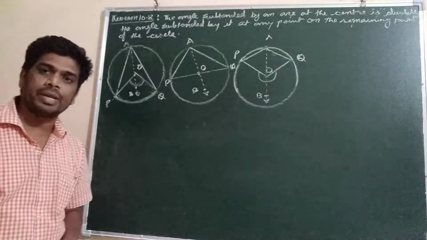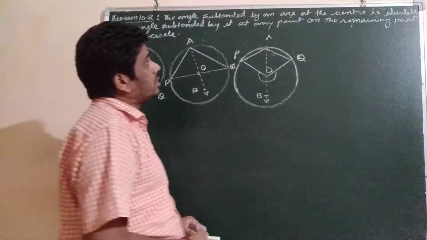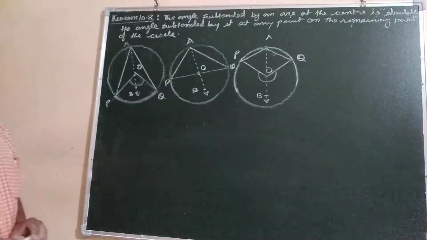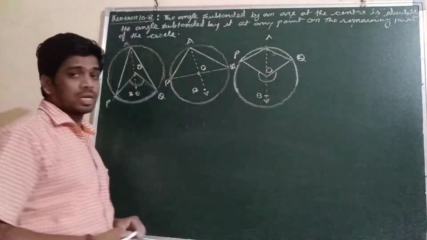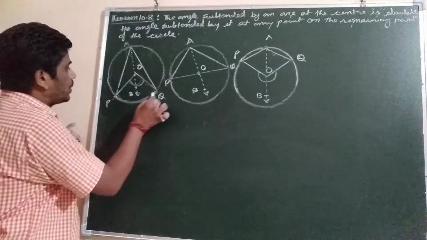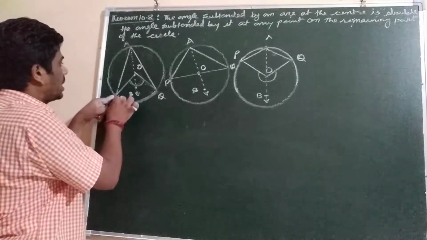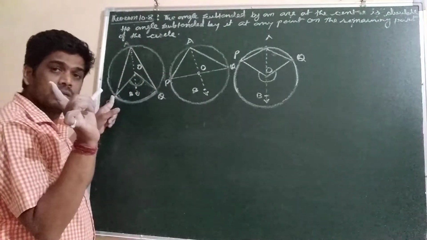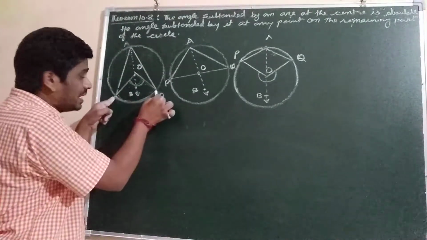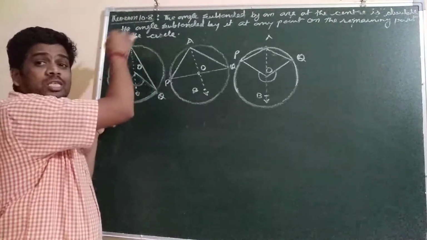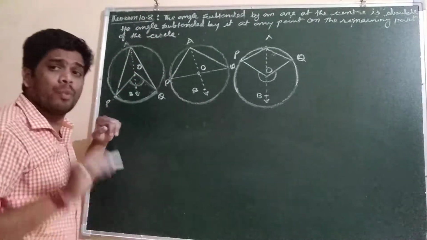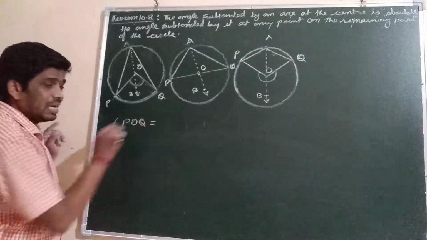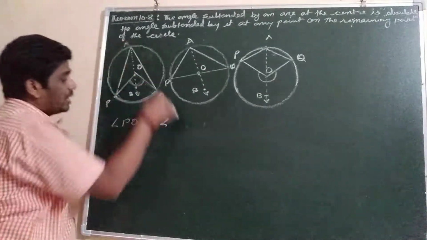Let's see theorem 10.8. Here we have to prove that the angle subtended by an arc at the center is double the angle subtended by it at any point on the remaining part of the circle. Let us take PQ as an arc. The angle subtended by the arc PQ at the center is double the angle subtended by it at a point lying on the remaining part of the circle, which means we have to prove that angle POQ is double of angle PAQ.